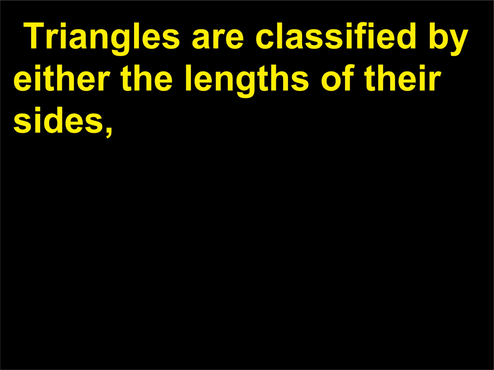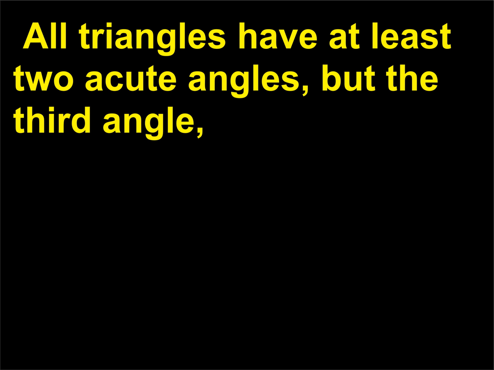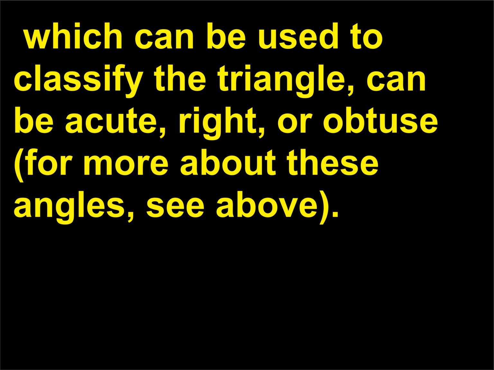Triangles are classified by either the lengths of their sides, or, more commonly, the measurement of their angles. All triangles have at least two acute angles, but the third angle, which can be used to classify the triangle, can be acute, right, or obtuse. For more about these angles, see above.